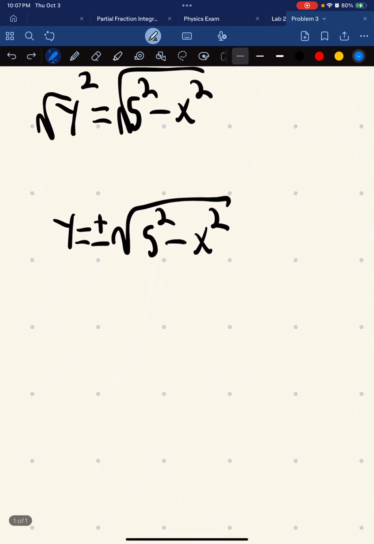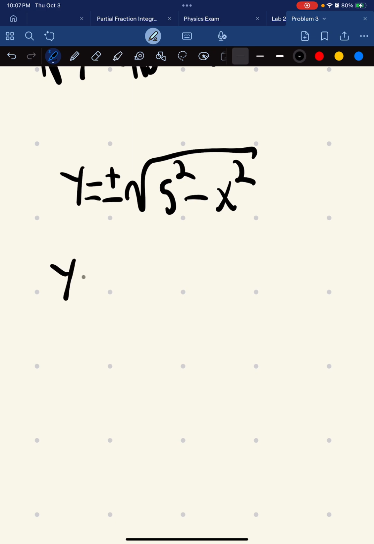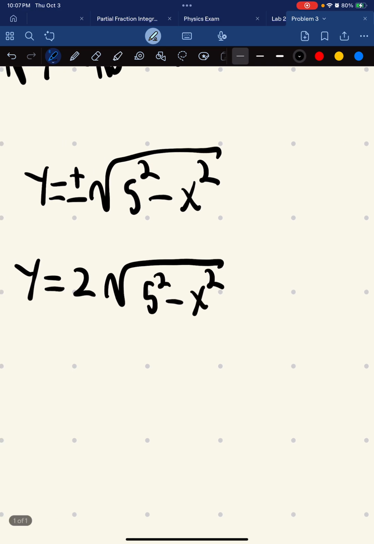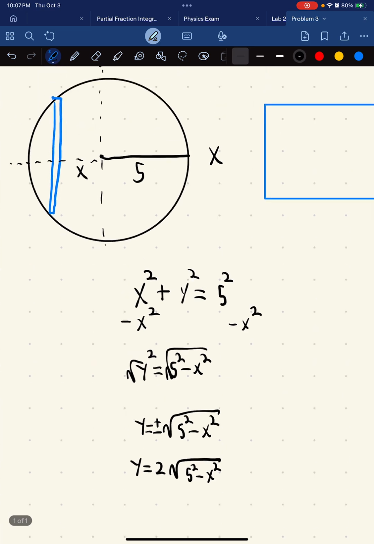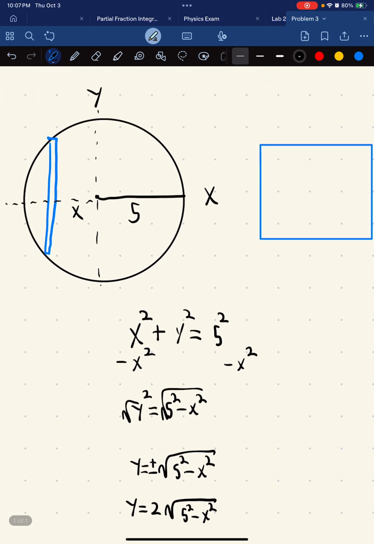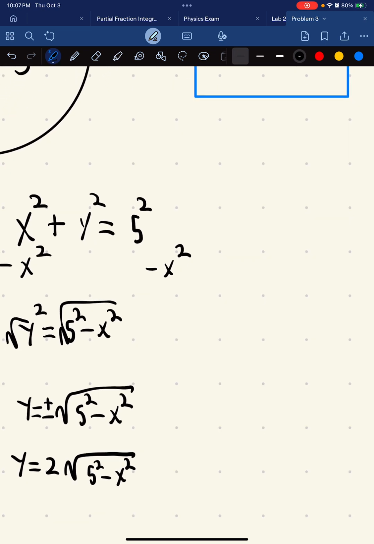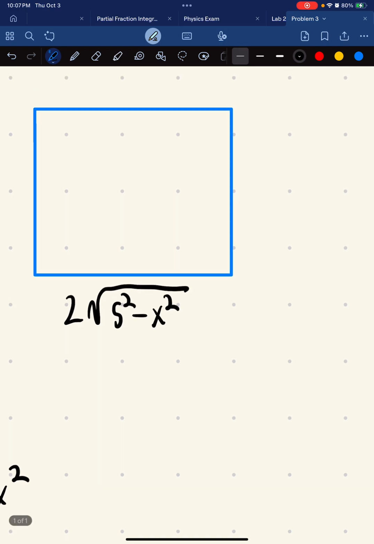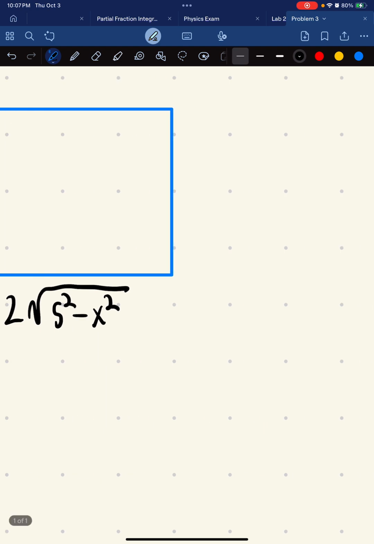So what we can actually do is rewrite this as y is equal to 2 times the square root of 5 squared minus x squared. And looking back at our diagram, this y value is actually one of the side lengths of our square. So we can rewrite it as 2 times the square root of 5 squared minus x squared. And since it's a square, we know that each side length is equal. So we can also write that this side length is also 2 times the square root of 5 squared minus x squared.